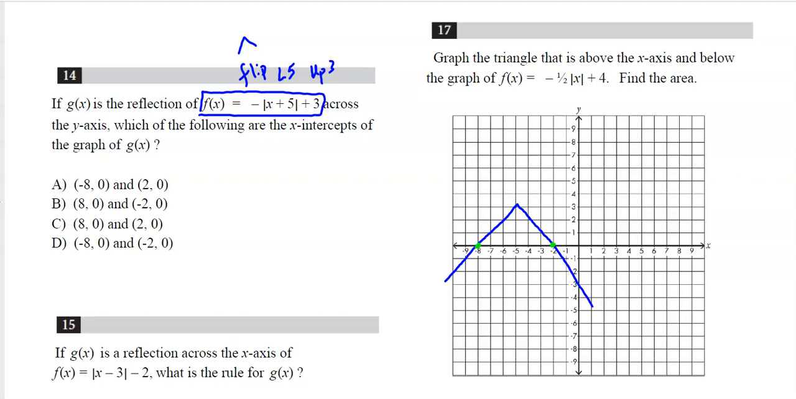Now I want to reflect it across the y-axis. So everything has got to bump across this line right here. So we've got to flip across that line. If everything flips across the line, this point is going to flip right over here. This point is going to flip right over there. This point is going to flip right over here. And this would be the reflection graph. And you'll notice that its intercepts live right there at 8, 0 and 2, 0. So the correct answer here is C.